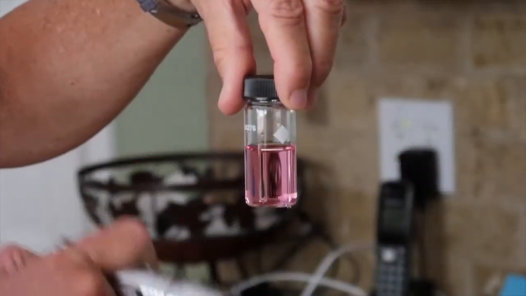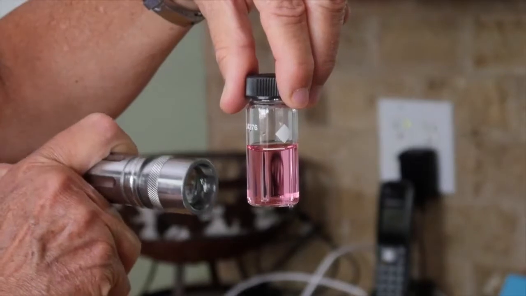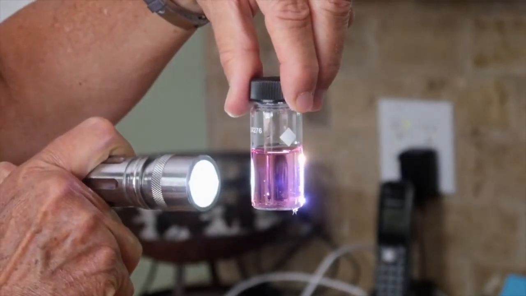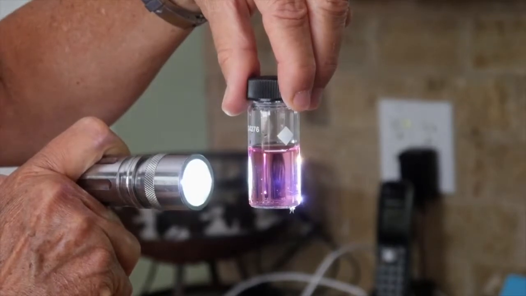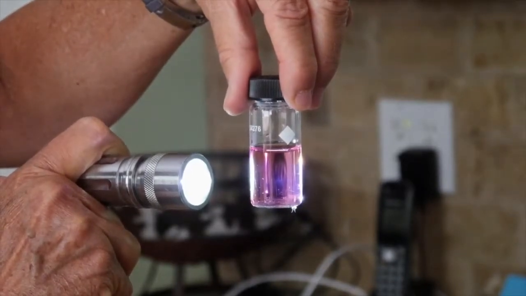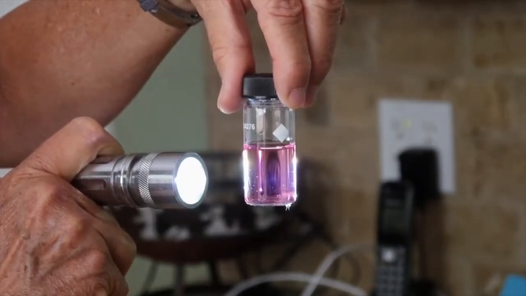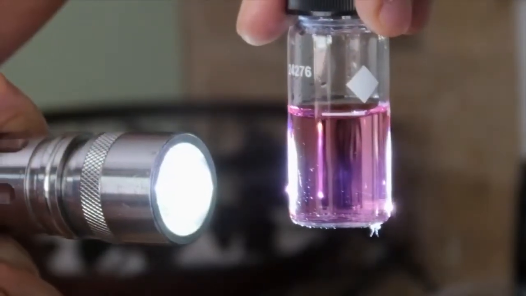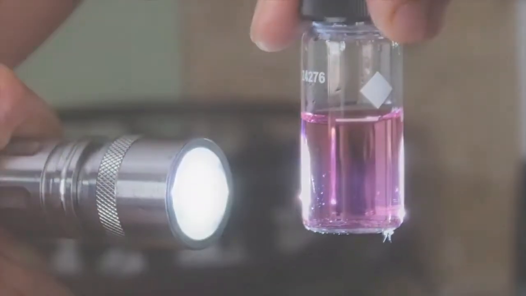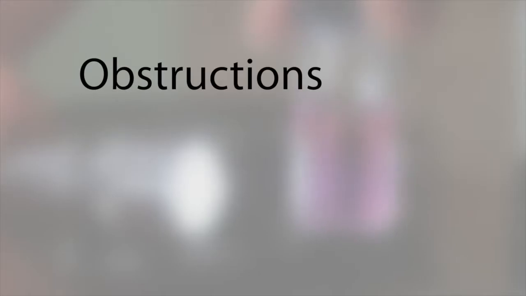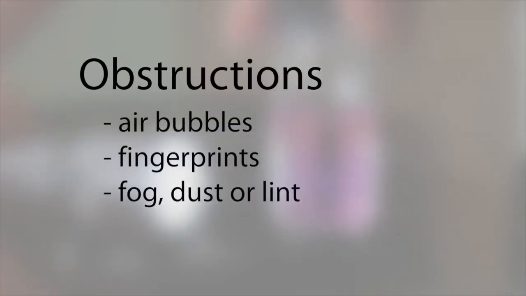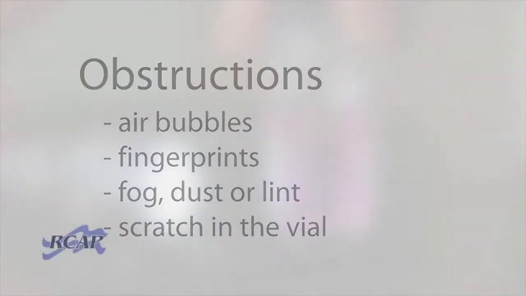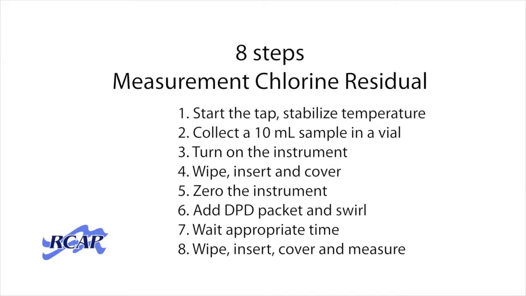A spectrophotometer works by shining light through a sample and measuring the intensity of the light. The pink color blocks light, and the decrease in light intensity is measured. It is important to remember that anything that blocks light can impact the result. This can include air bubbles, fingerprints, fog, dust or lint, a scratch in the vial. Let's go through the procedure.